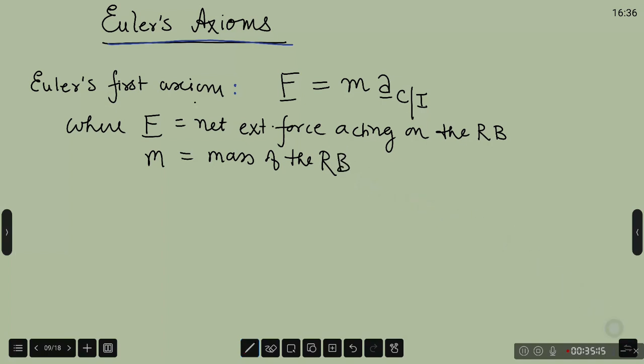And what is ACI? Before ACI, I should say C, what is appearing here is the center of mass of RB. Okay, and what is I? I is a reference frame, but a special reference frame. It is an inertial reference frame.